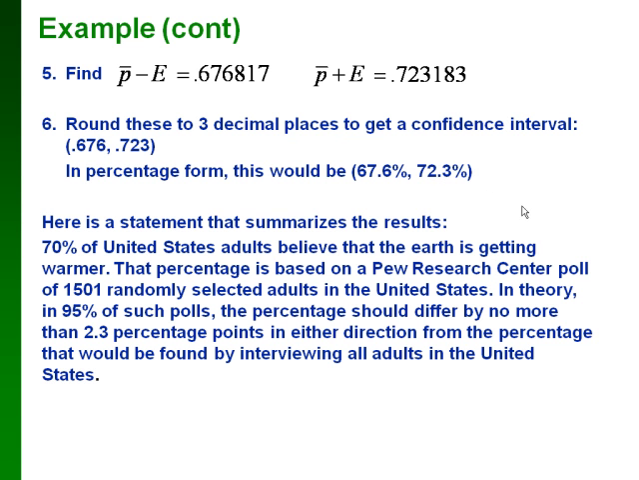And here's how we could summarize the results of this. 70% of United States adults believe that the Earth is getting warmer. That percentage is based on a Pew Research Center poll of 1,501 randomly selected adults in the United States.